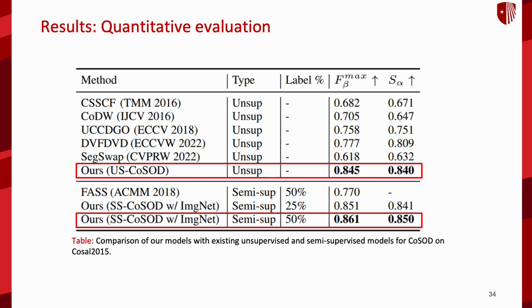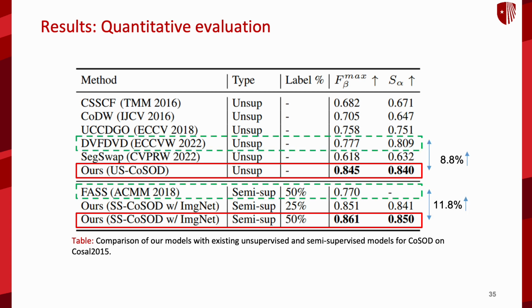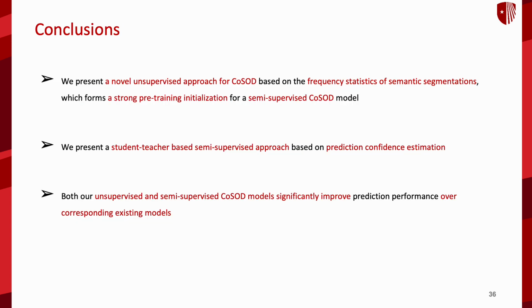Here, we compare the performance of existing unsupervised and semi-supervised CoSOD models with our models. Both of our unsupervised and semi-supervised models outperform the corresponding existing models by a significant margin. For example, on the CoSAL 2015, our US-CoSOD has an 8.8% F measure gain over an unsupervised SOTA co-segmentation model, and our SS-CoSOD model has an 11.81% F measure gain over FASS, a semi-supervised CoSOD model.